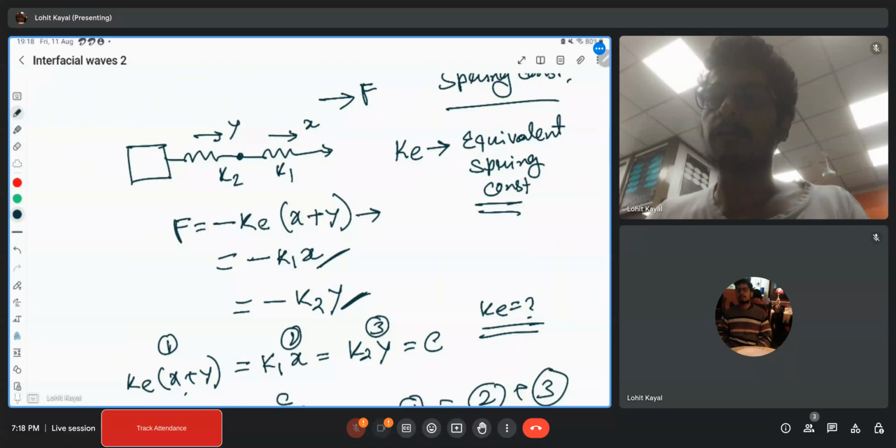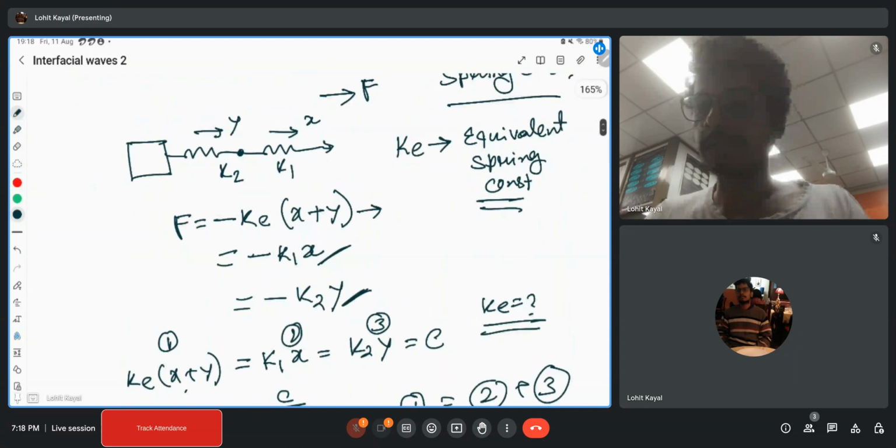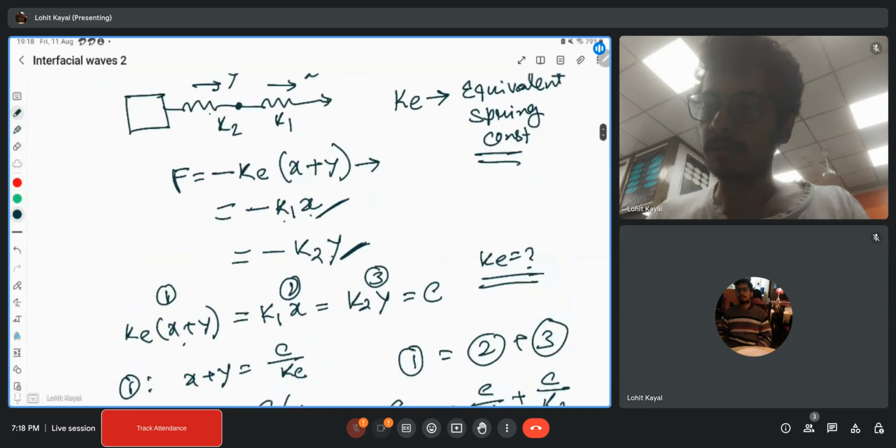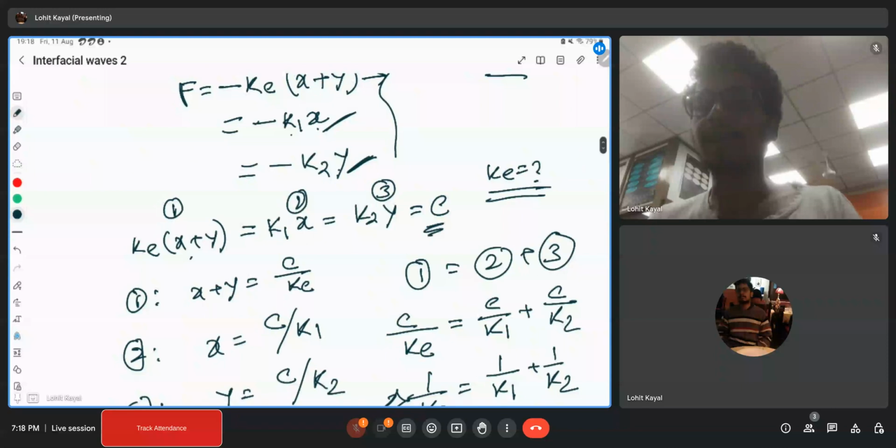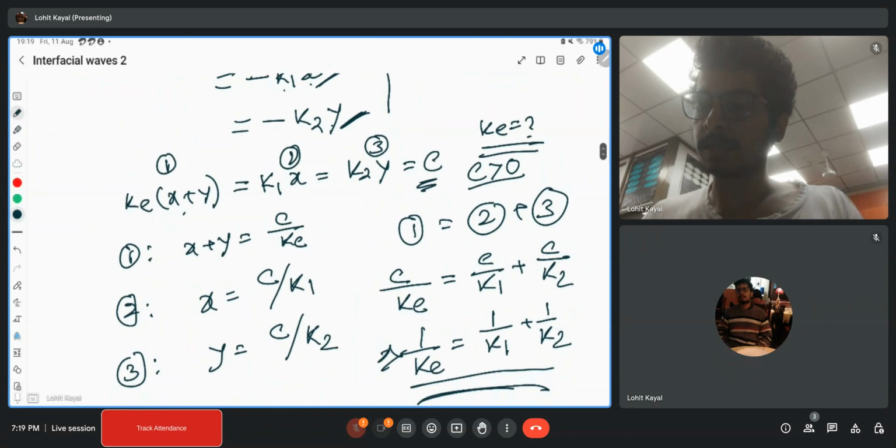Suppose this spring is moved by an amount x, and this one has moved by an amount y. So the equivalent force is minus Ke times (x plus y). Now the same force is applied on spring 1 as well as on spring 2, so it will be equal to minus K1 x, equal to minus K2 y. These three are equal, so suppose they are equal to C, some arbitrary constant, C not equal to 0, or you can say C is greater than 0. These are physical parameters.